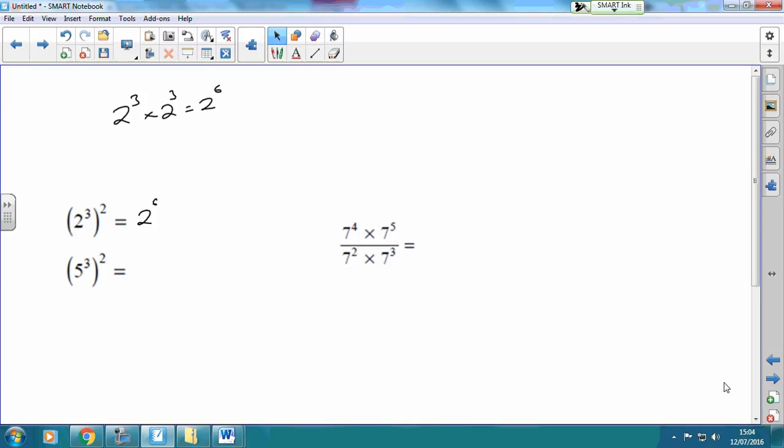So the next one, we've got brackets. So all we're going to do is multiply the powers together. So that's going to be 5 to the power of 6.